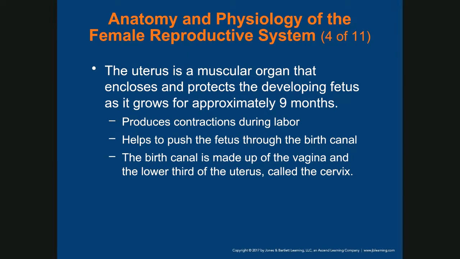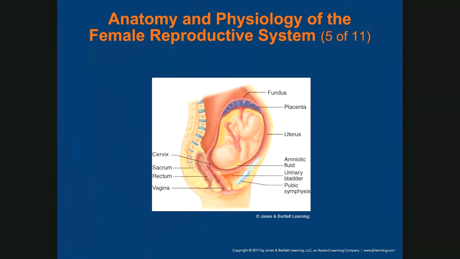The birth canal is made up of the vagina and the lower third of the uterus. This is called the cervix, right? Which is basically the receptacle for the penis and also the passage for menstrual flow and where the baby will come out. Right, note on this diagram where the fundus is, that's the top portion of the uterus, right? So you need to know where the fundus is. It can be used to estimate the gestational period.